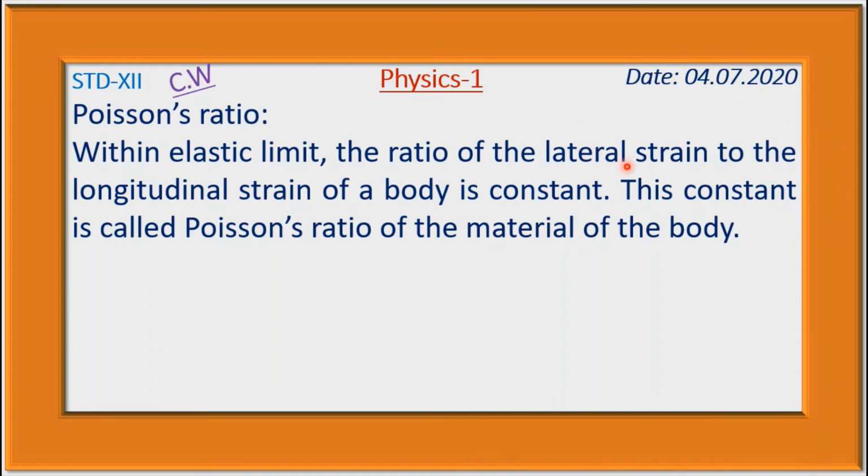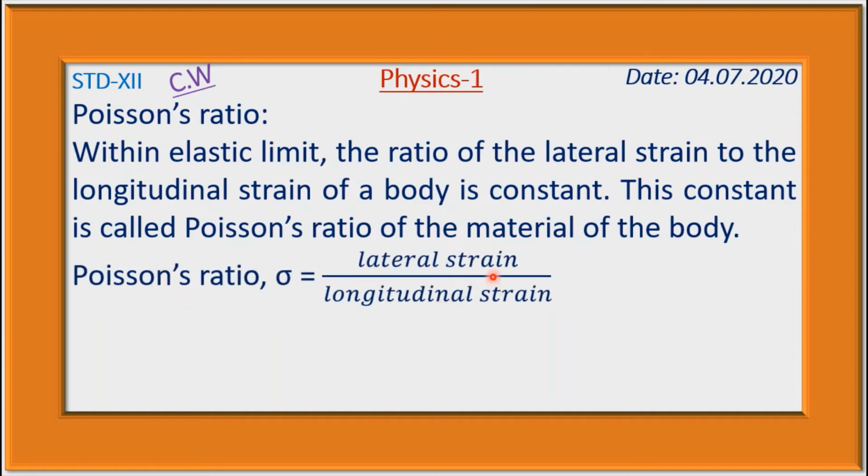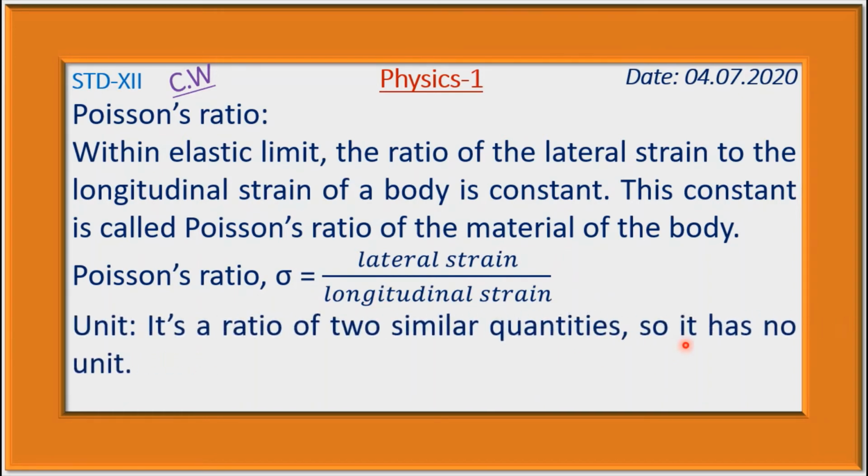Here there are two types of strain, lateral strain and longitudinal strain. Here the change in length of a body is the longitudinal strain, and the change in diameter or radius of a body is the lateral strain. So Poisson's ratio sigma is equal to lateral strain divided by longitudinal strain. It is a ratio of two similar quantities, so it has no unit. It is a unitless quantity.